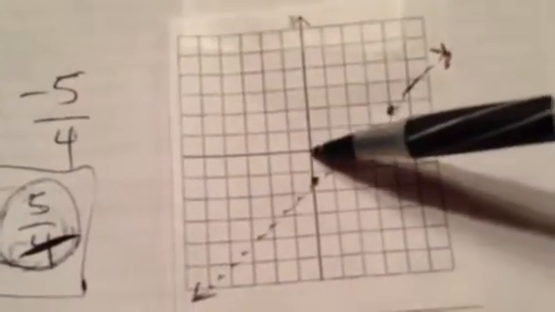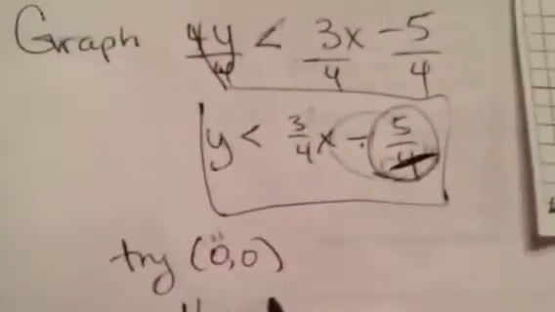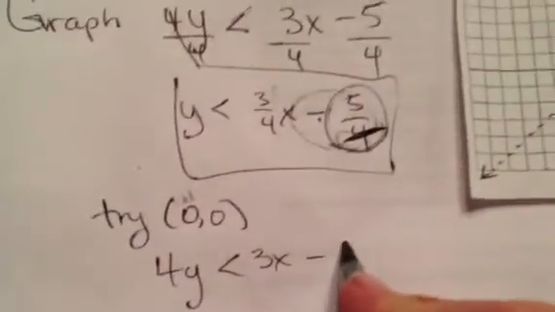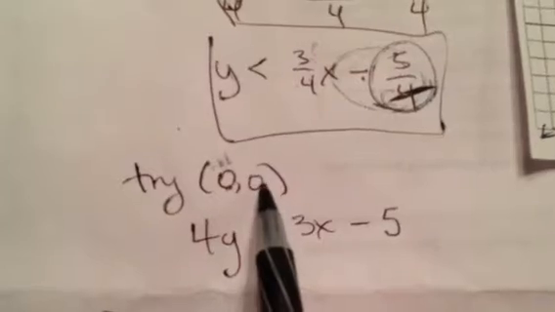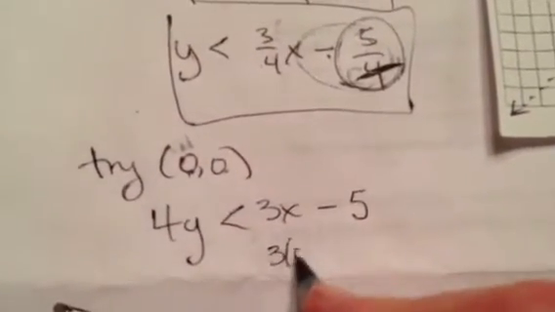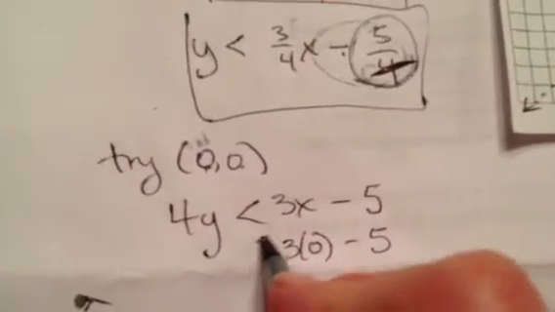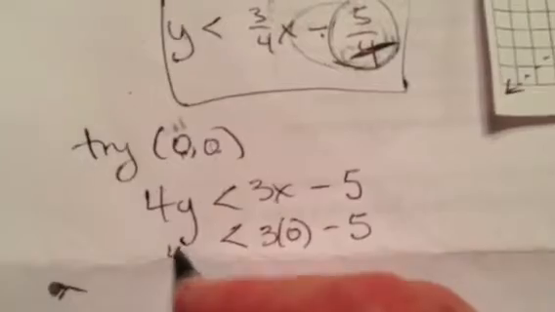Pick any point you want above or below, and I like this point, 0, 0, okay? So I'm going to try this point right here, 0, 0. Go back to your original equation. Here was your original equation, 4y is less than 3x minus 5. And I'm going to plug this in. Remember, this is your x, and this is your y. Okay? So my x is 0. So I'm going to plug in a 0 right here. Okay? This is my y value, so where I see a y, I'm going to plug in 0.